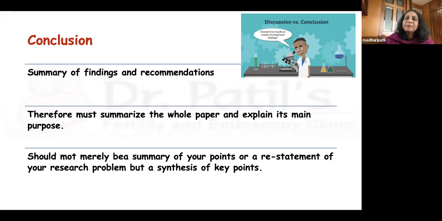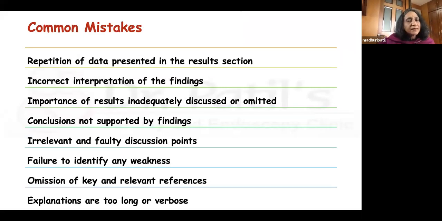So what are the common mistakes we make? One is repetition of the data presented in the results section, incorrect interpretation of the findings, importance of results inadequately discussed or omitted, conclusions not supported by the findings, irrelevant and faulty discussion points, failure to identify any weaknesses, omissions of key and relevant references, and explanations that are too long or too verbose.